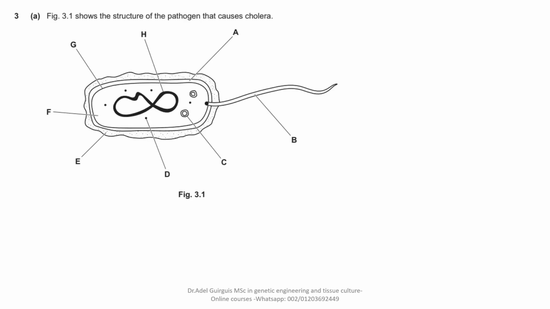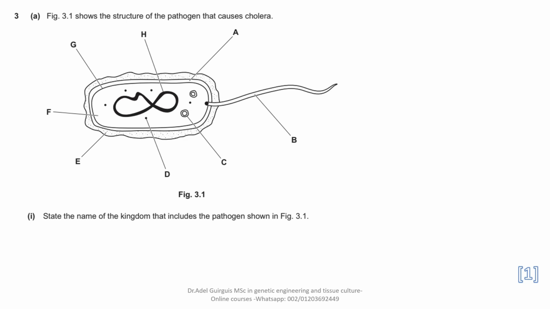Question number 3, letter A. Figure 3.1 shows the structure of the pathogen that causes cholera. The question states: name the kingdom that includes the pathogen shown in figure 3.1, just the name of the kingdom.